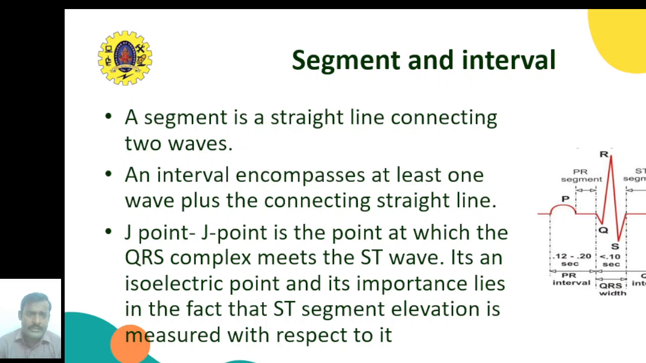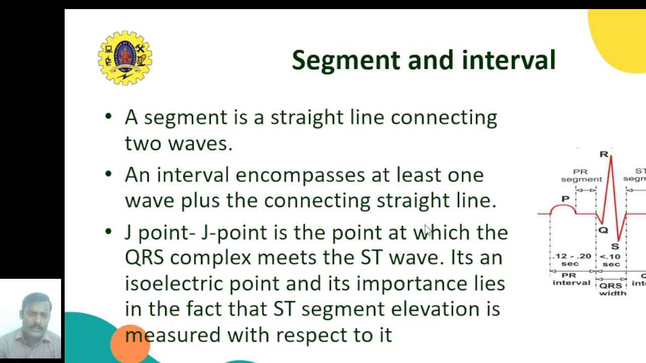A segment is a straight line connecting two waves. Look at an example. This is the P wave and this is the QRS wave. The segment connects the P wave and the QRS, so this is the PR segment. Similarly, look at another example. This is the ST segment. It connects the QRS and the T wave. So a segment is a straight line that interconnects two waves.